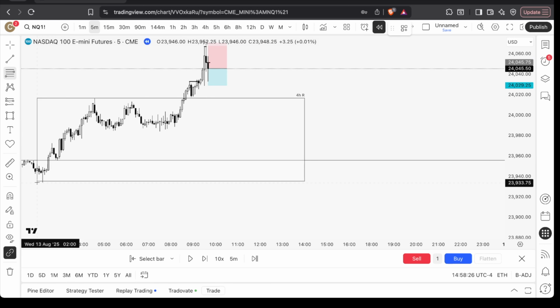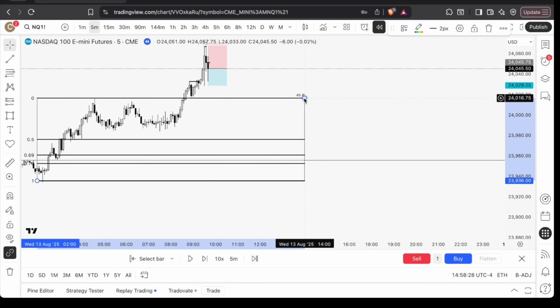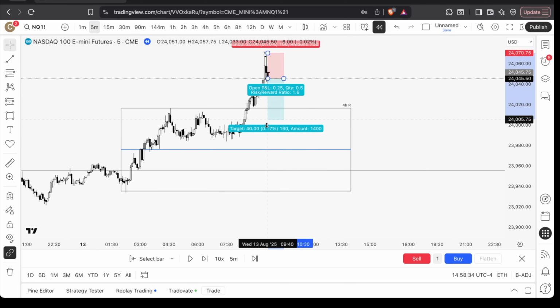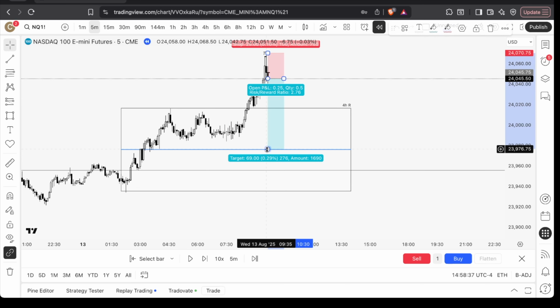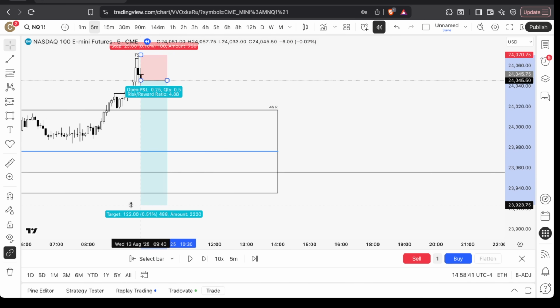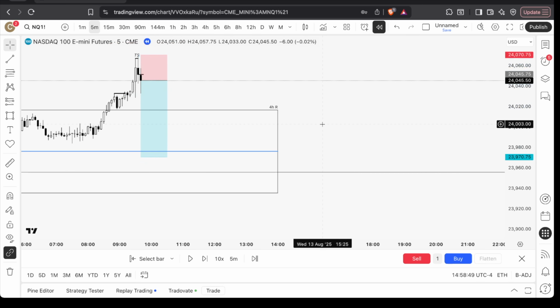And you could target the 50% of the 4-hour range. So for me it is this blue line, but I am going to target, I want 3. You could target the end of it, but the 50% has a higher win rate, but I am going to go for 1 to 3.